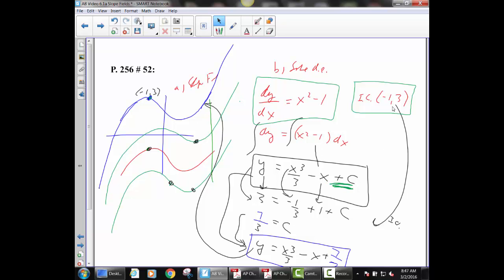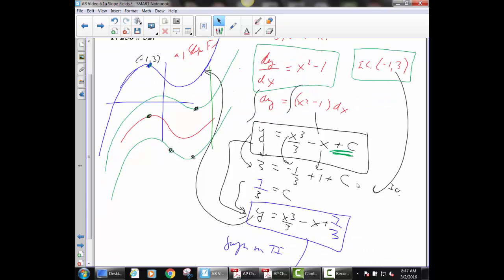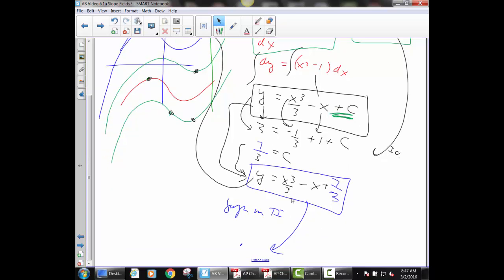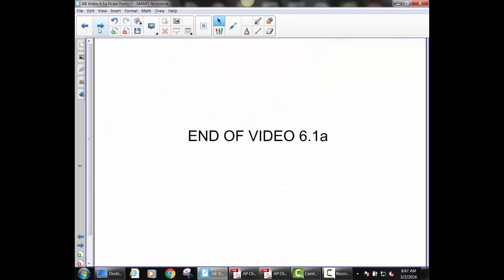And now we have an initial condition, so we plug that in. We replace the x's by negative 1 and the y by 3. And we find the value of c, and now we can rewrite this as the general solution of the family of curves, but because they gave us an initial condition, we can find the value of c and get a particular equation. Okay, and then you would graph that on your calculator to see that it equals the same thing.